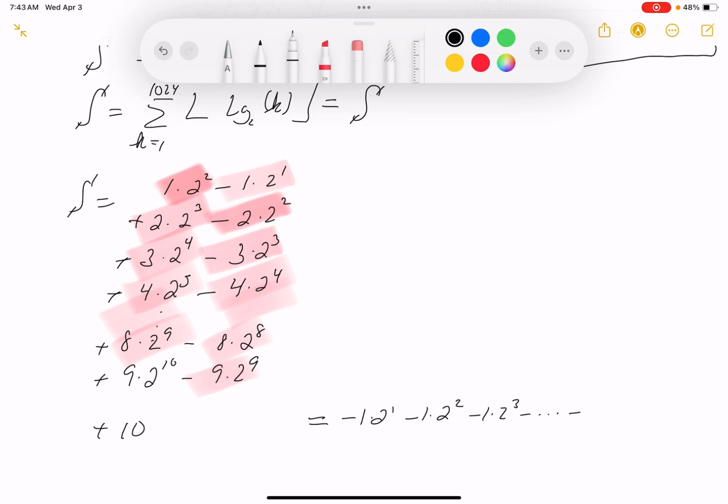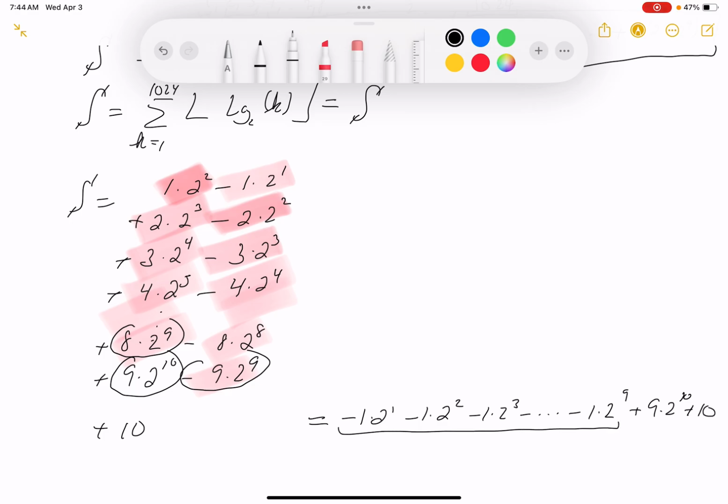Let's see, 1 times 2 to the 9th power. Now, where's that coming from? Right over here. However, I'm left with this. And what's that? Plus 9 times 2 to the 10th plus 10. All right, this is what I'm worried about now, not the end, all right?